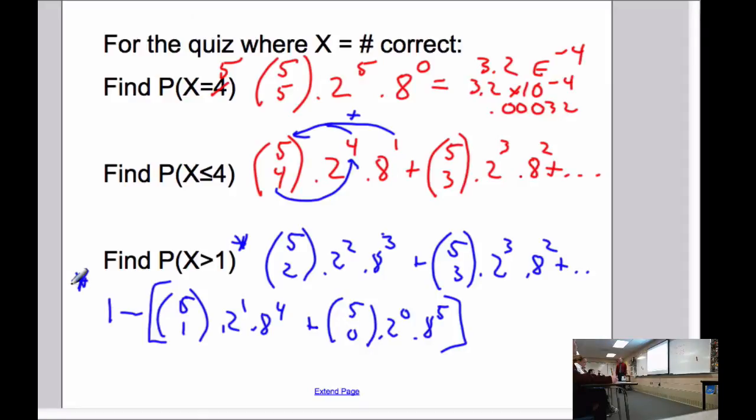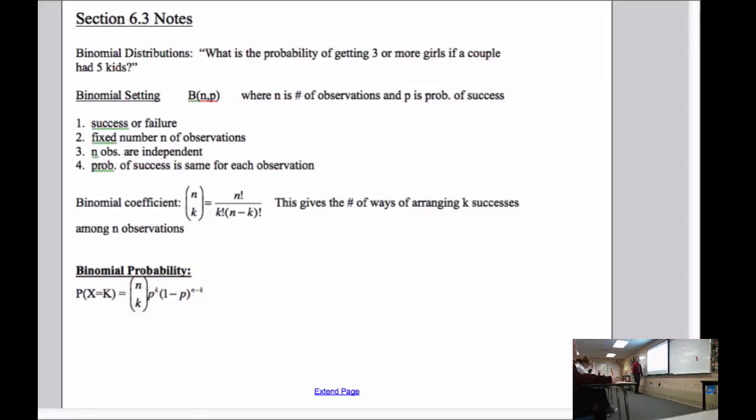Do you understand the concept here, and the thinking? Take out the sheet I just gave you, the notes sheet. This should be almost word for word what you've got. Binomial distributions. What is the probability of getting 3 or more girls if a couple had 5 kids? We've been dealing with normal distributions, now we're getting into a binomial distribution where we can be specific and discrete, whereas a normal distribution is continuous because we have an infinite number of points under the bell curve, right? So this is the type of question you would get.